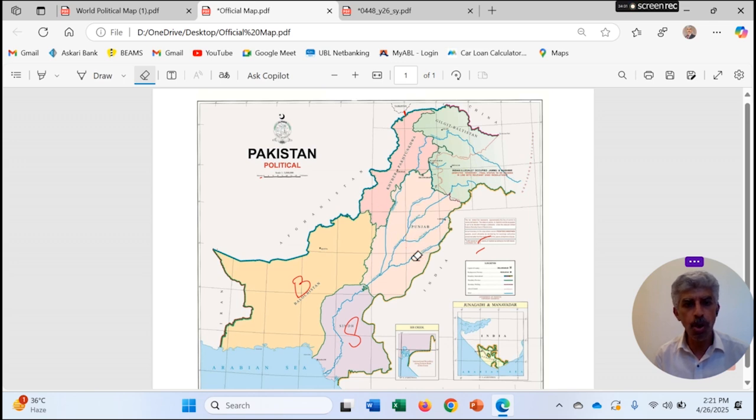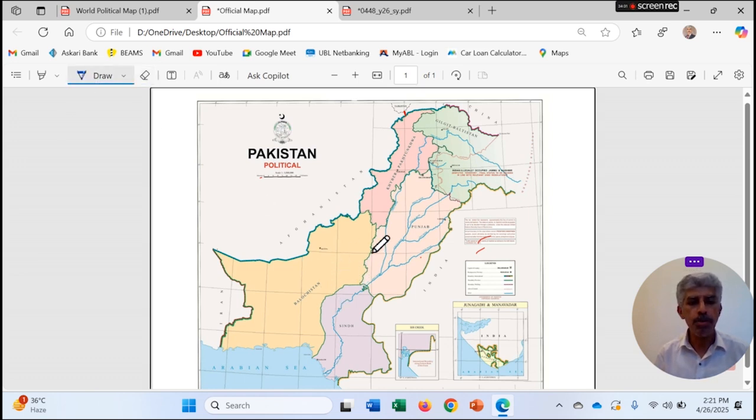That's why you do not see any boundary over here as I had drawn. So this is the official map of Pakistan showing that there is no FATA, and FATA has become the part of Khyber Pakhtunkhwa now. So you are supposed to be able to identify the four provinces of Pakistan: Punjab, Balochistan, Sindh and Khyber Pakhtunkhwa, and the Gilgit-Baltistan, the northern areas of Pakistan, up over there.